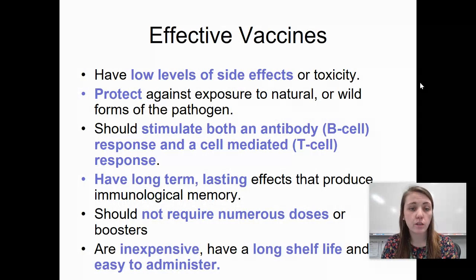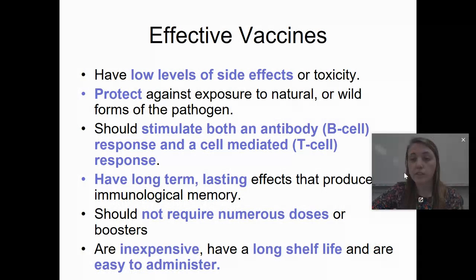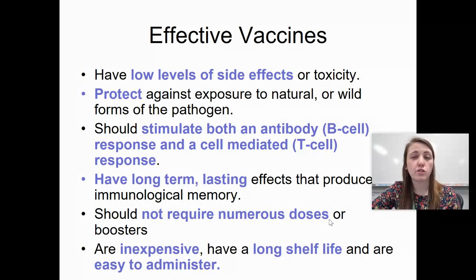So the longer a vaccine works, the better. It says it should not require numerous doses or boosters. Obviously, there are still vaccines like that, but it's preferable to not have that. And obviously, we also have to think about the economics of it, right? How do we get vaccines to people? How do we take care of them and have a decent shelf life, but also make sure that's not too expensive? It's also important that they're easy to administer so you can easily train people to give them.